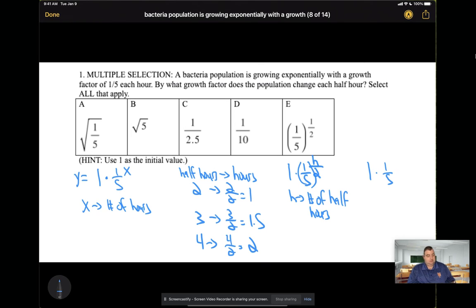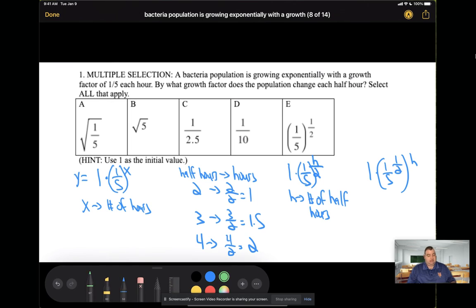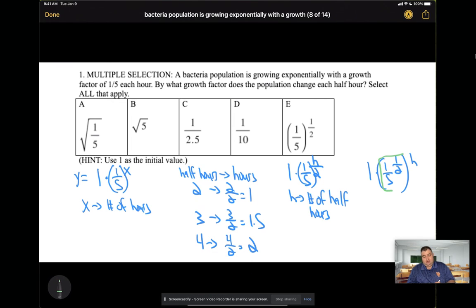I have to take the h over 2 and break that down into 1/2 times h. Once I do that, the number that's in the parentheses, that is my growth factor per half hour.